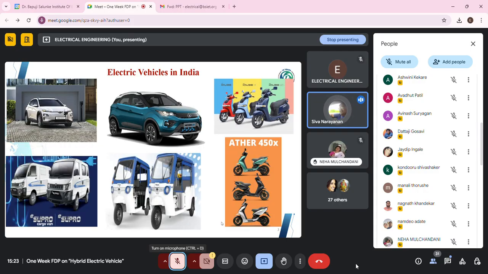So this is the slide where you can see the different types of vehicles available in our current Indian market. The first one is the Hyundai Kona, the second one is the Tata Nexon EV, and the third one is some two-wheelers. Apart from that, you have commercial vehicles. All this shows that as of now, India has entered into the current trending market of electric vehicles, where you can see a large number of vehicles being brought to the market daily, and a huge number of people are also ready to get those electric vehicles. So we will see one by one.